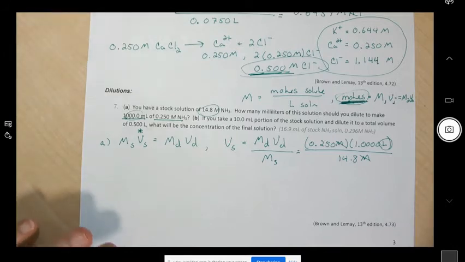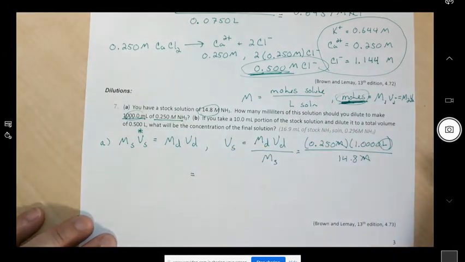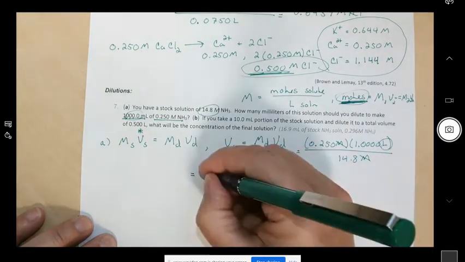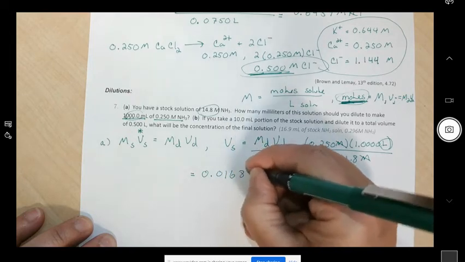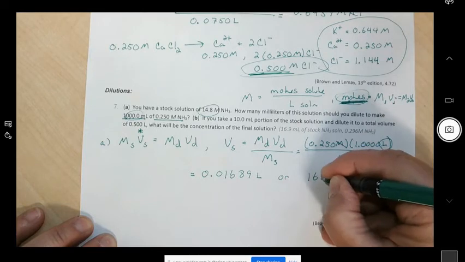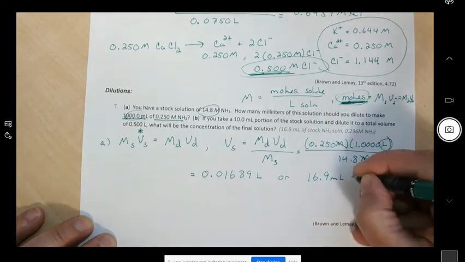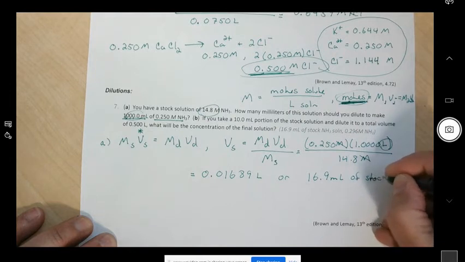It really doesn't matter. So when we calculate this out, we actually get a volume of 0.01689 liters, or about 16.9 milliliters of stock solution.